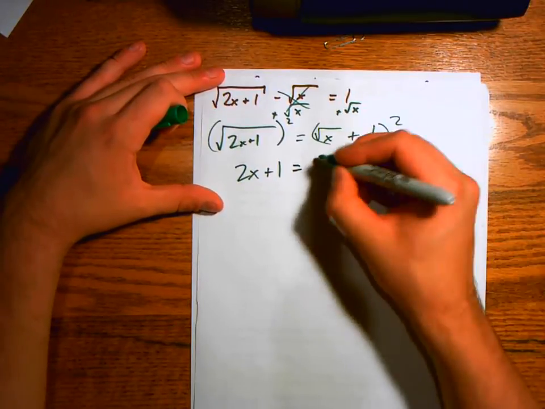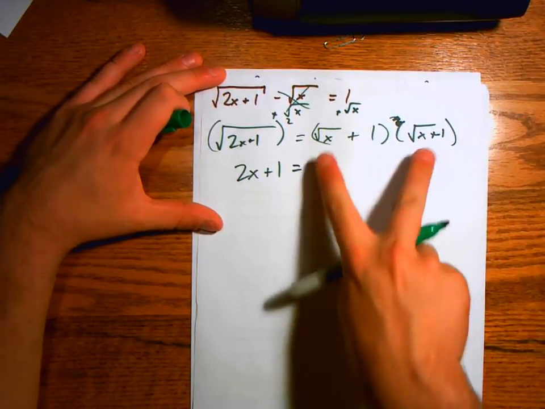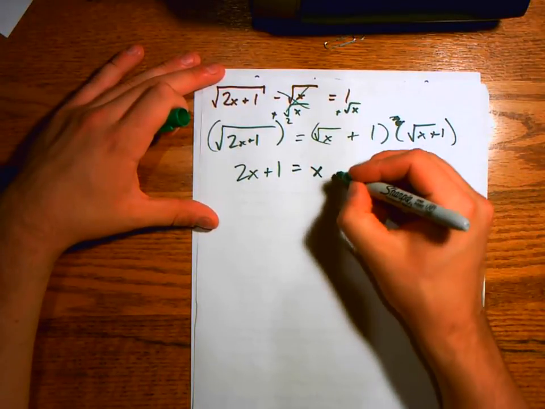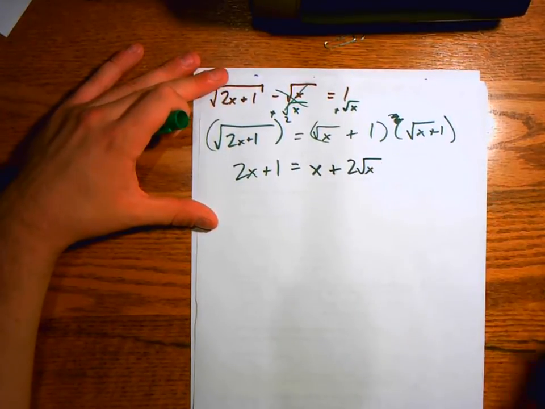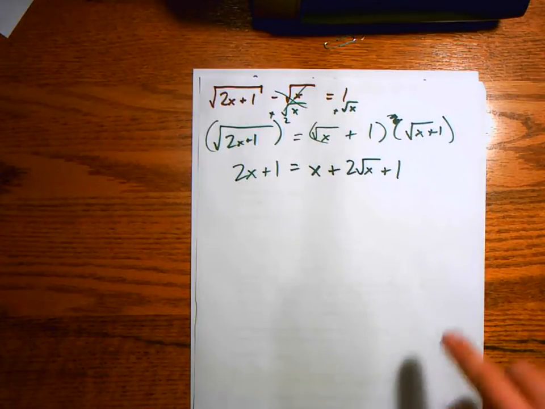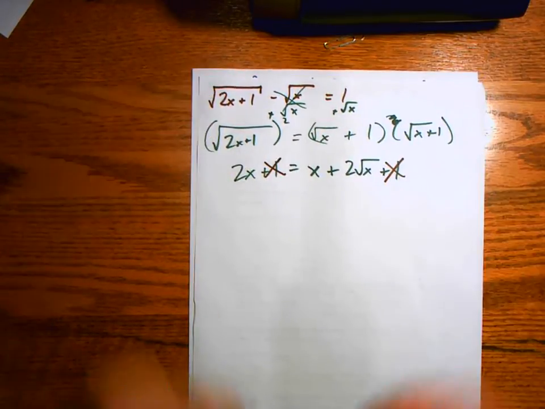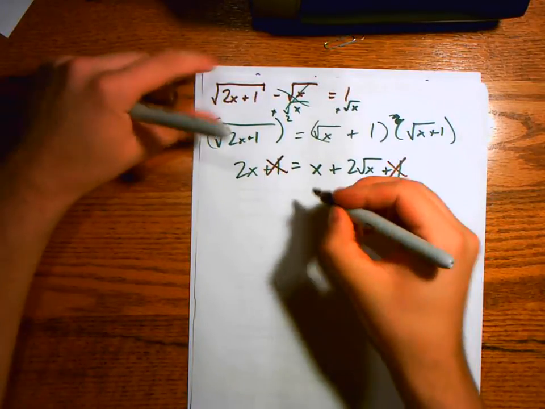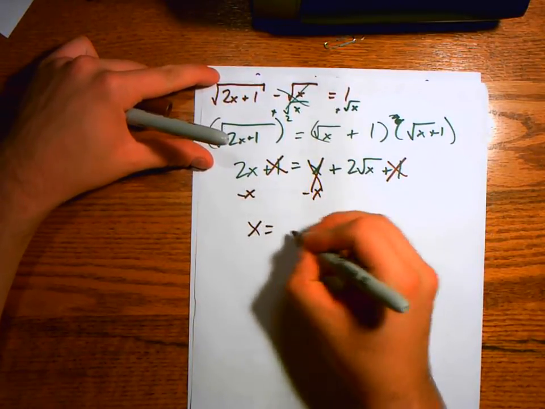So if I FOIL, my first is square root of x times square root of x, which is x. Outer is plus 1 square root of x, and inner is plus 1 square root of x. So I have 2 square roots of x, and then my last is 1 times 1, which is 1. I have 1s on opposite sides that I can cancel out. Since I subtract 1, I do the same over here to get 0. And then I'm going to subtract this x on both sides to cancel out and get x equals 2 square roots of x.